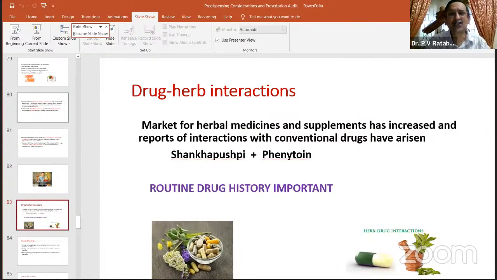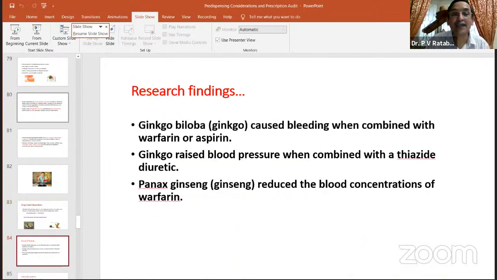Drug-herb interactions, just to give you one example, phenytoin with Shankhapushpi. I know one patient who was on phenytoin for epilepsy. Suddenly he went to the pharmacy and took Shankhapushpi to improve his memory, and levels of phenytoin went down and he had a severe episode of epilepsy. So routine drug history is very, very important for us. Never ever dispense Ayurvedic medicines when the patient is on allopathic medicines, unless you know 100% it will not interfere.